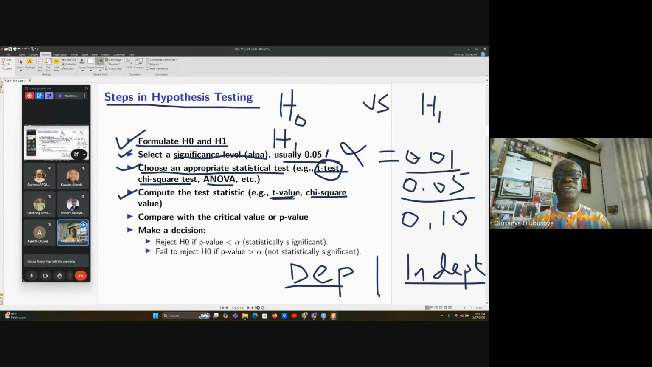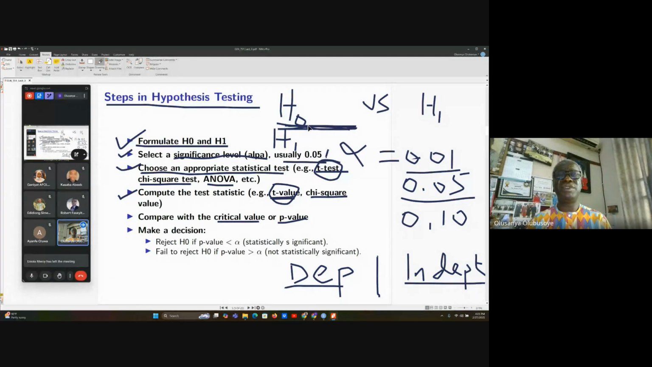Having done that, now that we have computed the t-value, we are now at the point of comparing the critical value or the p-value to be able to take a decision regarding the null hypothesis. Whatever decision we take about the null hypothesis will also have implication on the alternative.